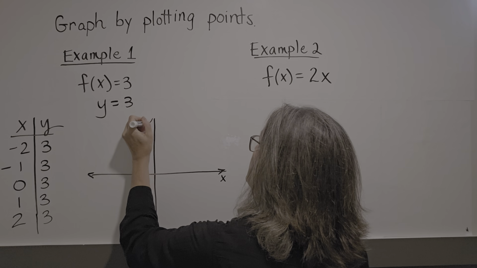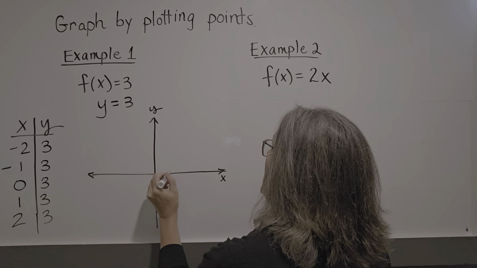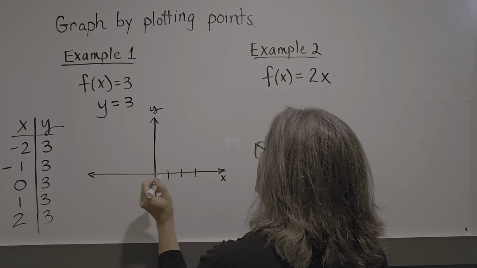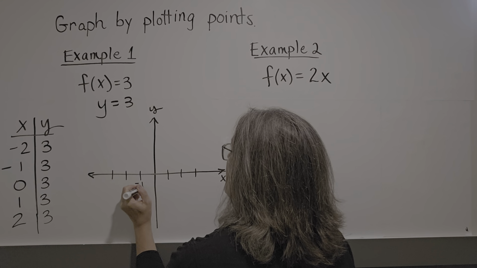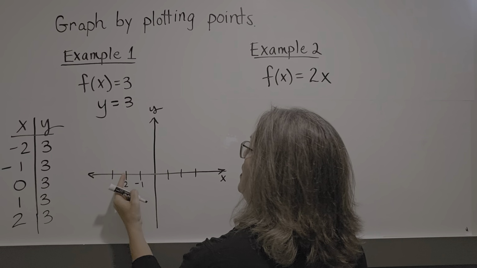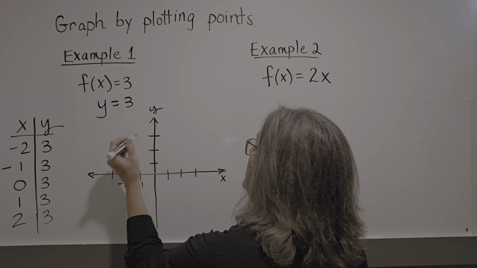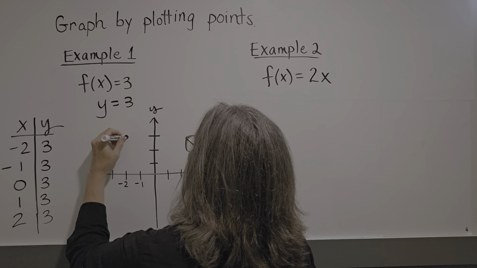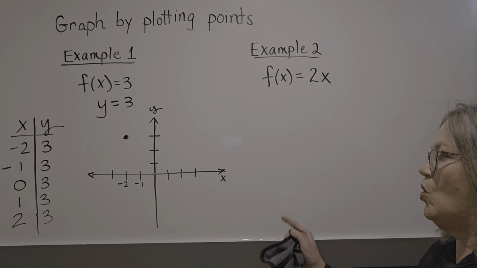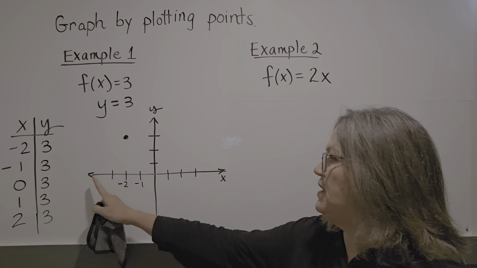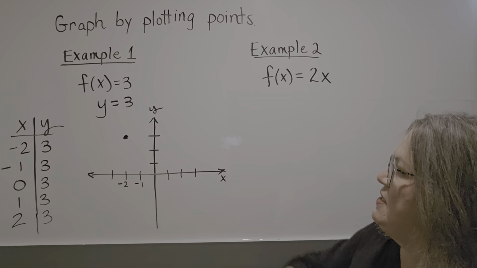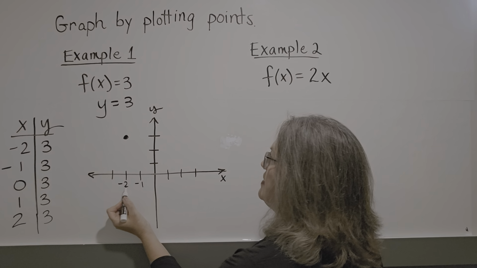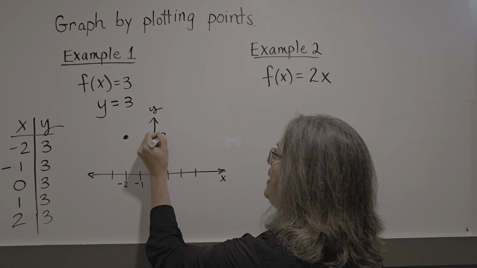And plotting this just means that here's my x-axis and my y-axis. I'm just going to plug in my values, and at -2, y, I'm at a height of 3. So x shows you the horizontal placement, and y shows you the vertical placement. So x is -2, y is at a height of 3.